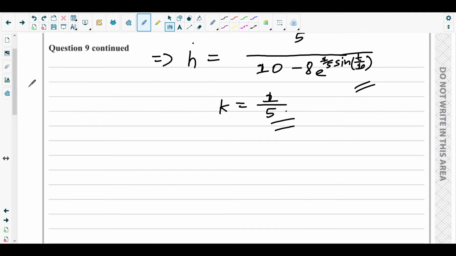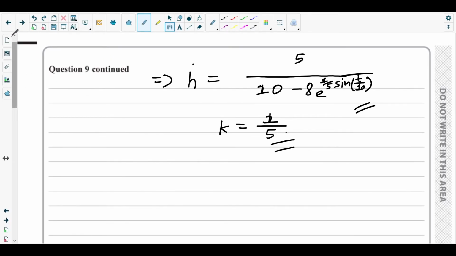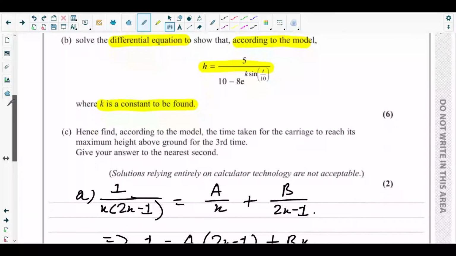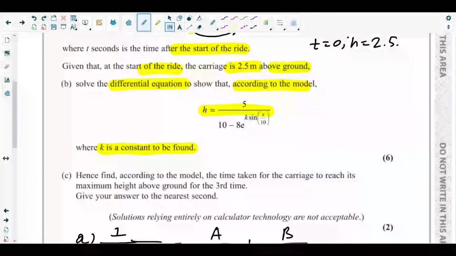And that's exactly the equation, the solution to the differential equation that we found. And that's the end of part B of question number 9. Okay, next is part C.